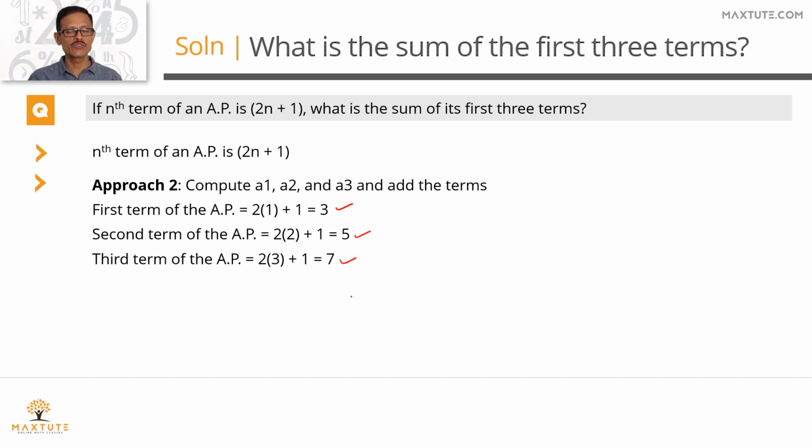We know all three terms for which we need to find the sum. Because we're finding the sum of the first three terms, this approach is also equally valid and an easy way to get to the answer. Add these three terms, and we'll have the answer to the first three terms. 3 plus 5 plus 7 equals 15.